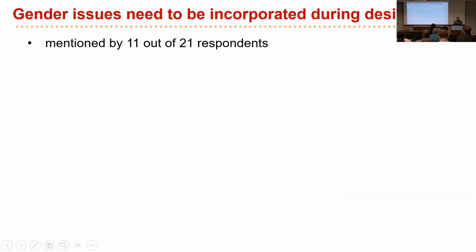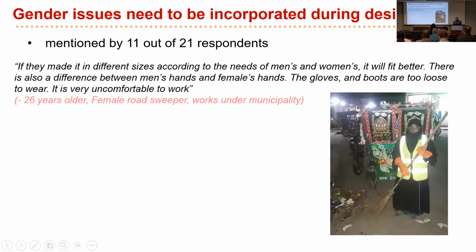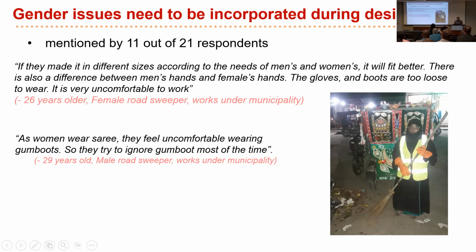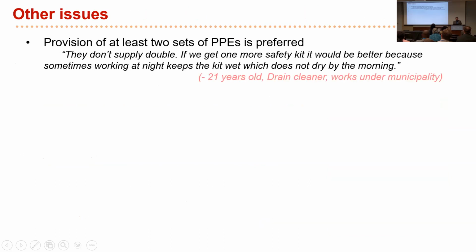So they mentioned that it would be good if it is not damaged after washing, and should be comfortable and well fitted. Another important issue that was highlighted is that gender issues were not incorporated in the PPE design. In Bangladesh, the women who are engaged in cleaning the streets wear saris, and the gumboots are not suitable for them. And the male body structure and the female body structure are different. The PPEs were sized basically considering the male body structure. So when the women got them, they found the gloves to be loose, the gumboots to be loose as well, and it was very uncomfortable. So most of the time they tried to ignore the gumboots.